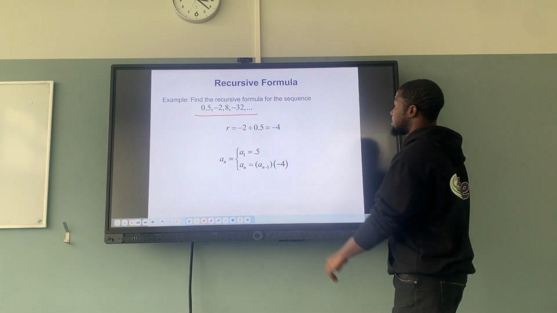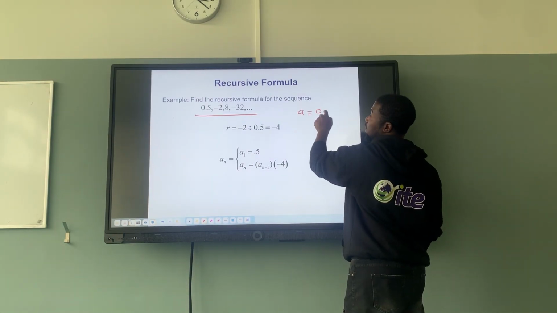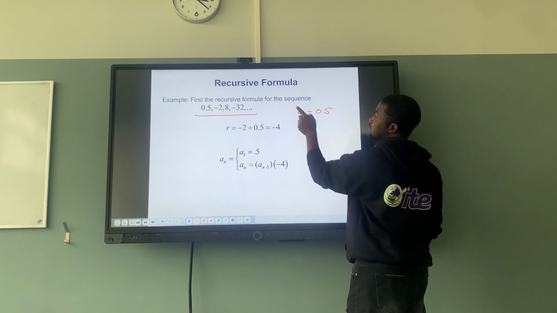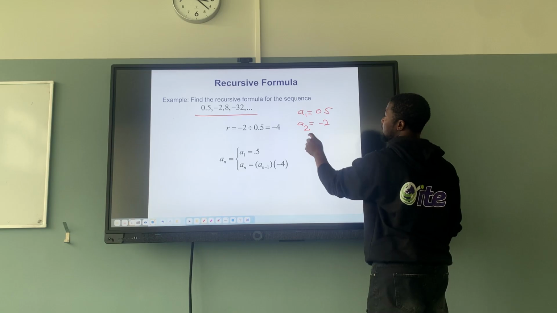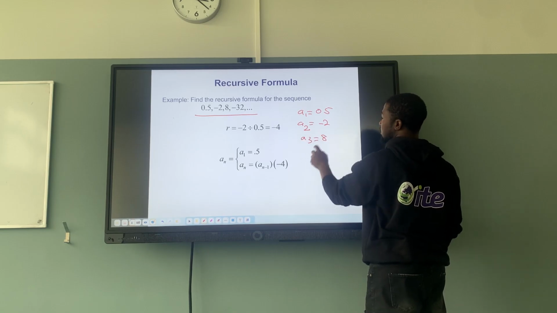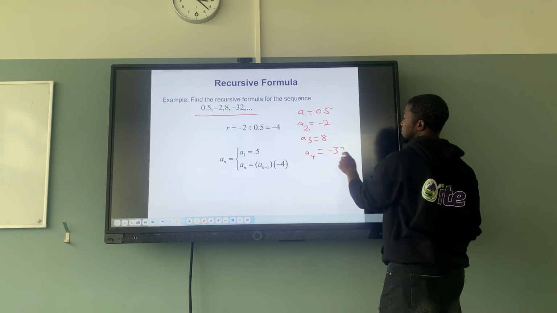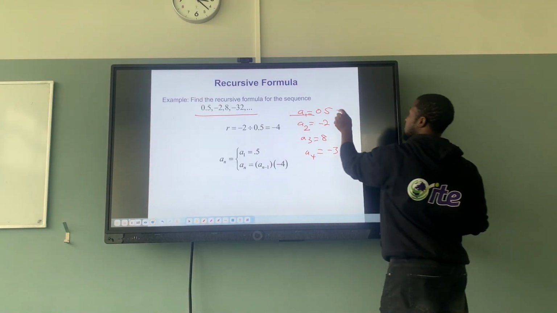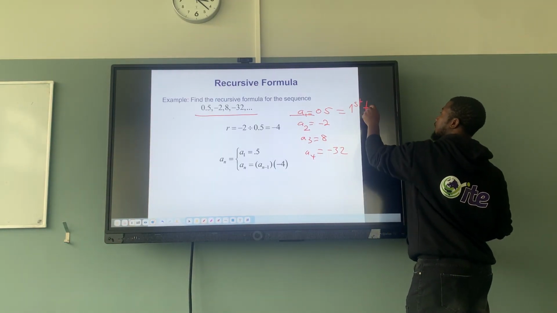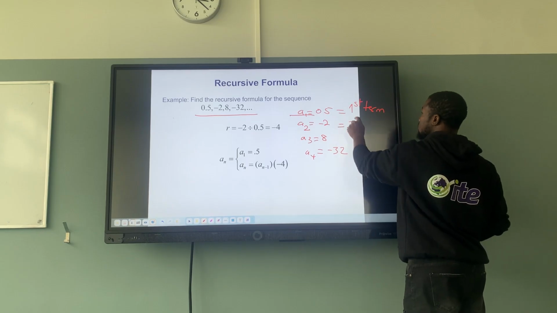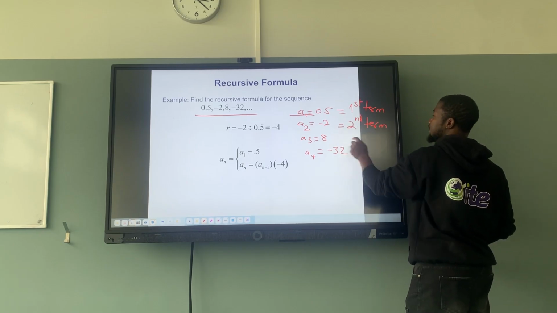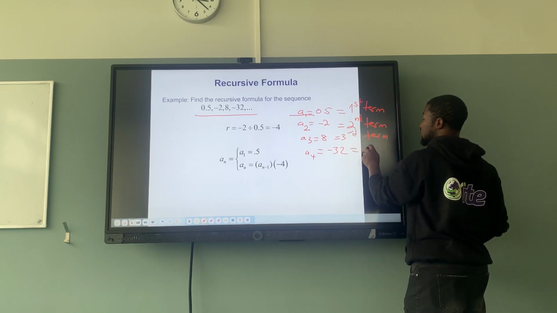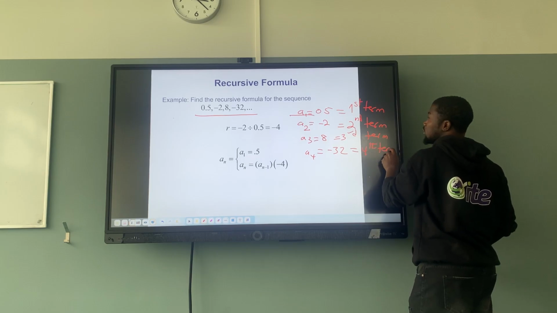So a1 is 0.5. a2 is minus 2. a3 is 8. a4 is minus 32. I'm putting it this way so that you can see that this is the first term, this is the second term, this is the third term, and this is the fourth term.